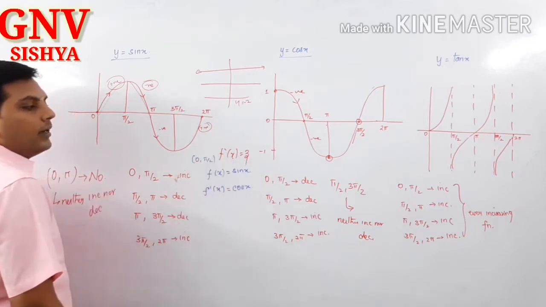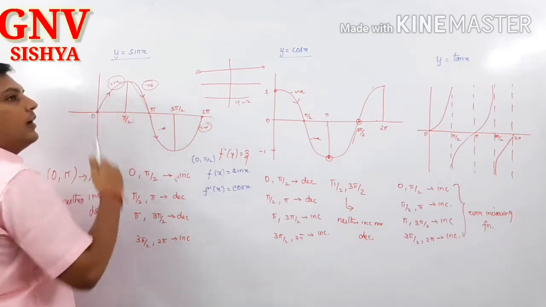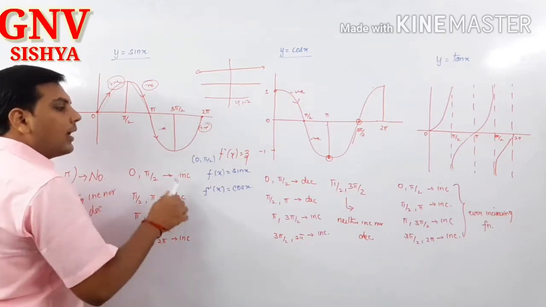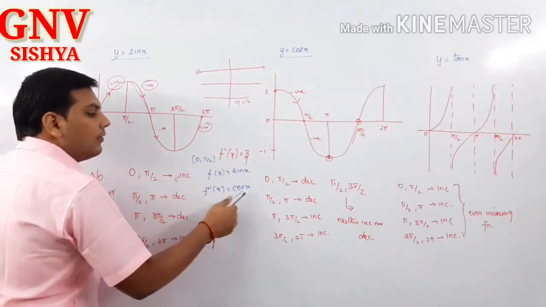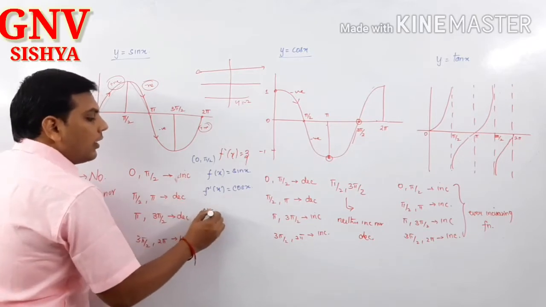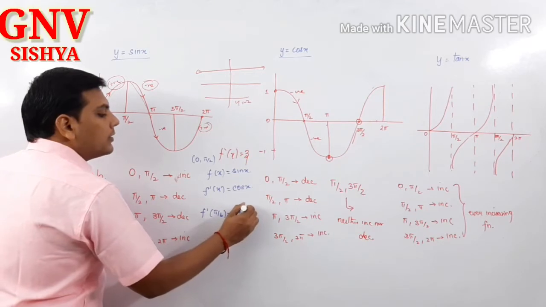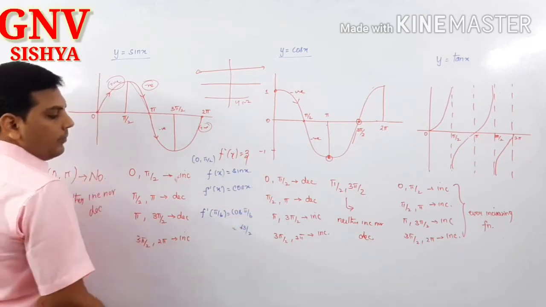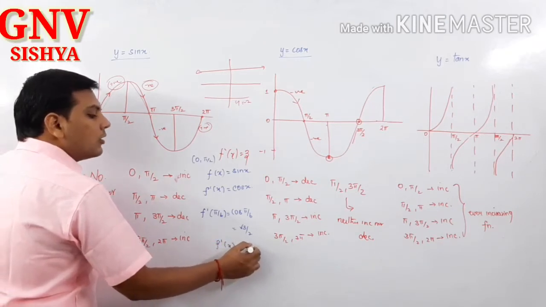I am taking an open interval 0 to pi by 2. On seeing the graph, you will say 0 to pi by 2 is what function? Increasing function, right? Now what I am doing is, I am substituting any value in between this interval in f dash of x. For example, I will substitute pi by 6. So what is cos of pi by 6? Cos 30 degrees, root 3 by 2. Am I correct? Is that value of f dash of x positive or negative? It is positive.